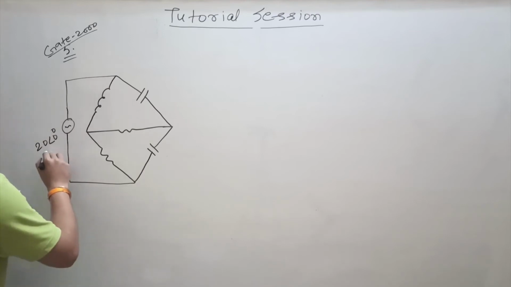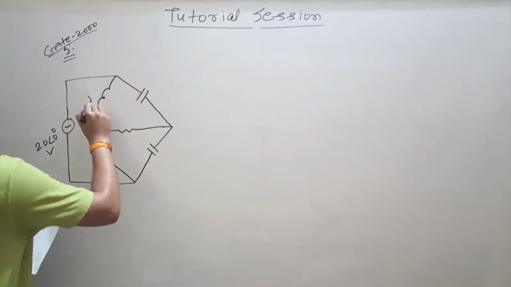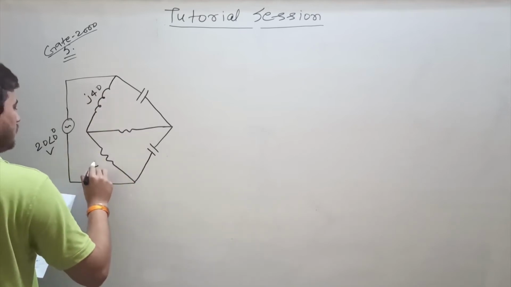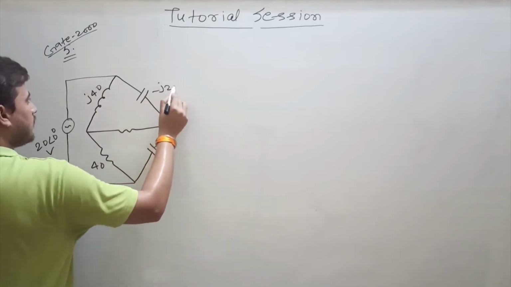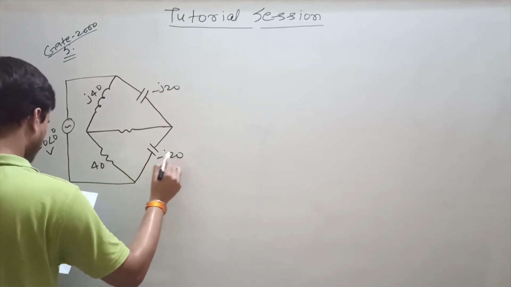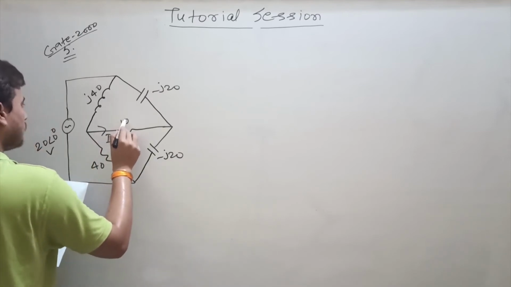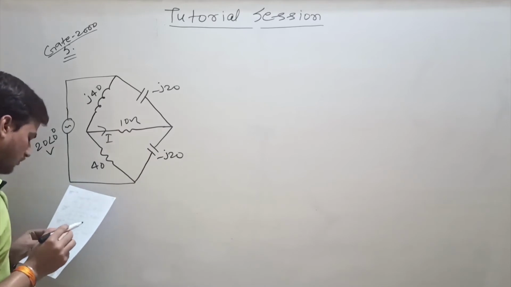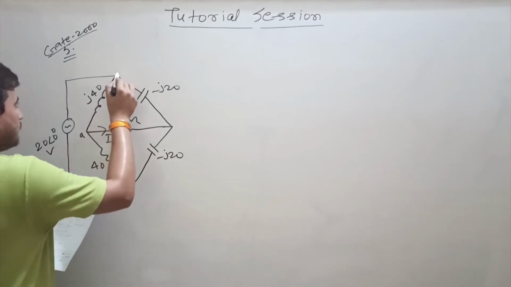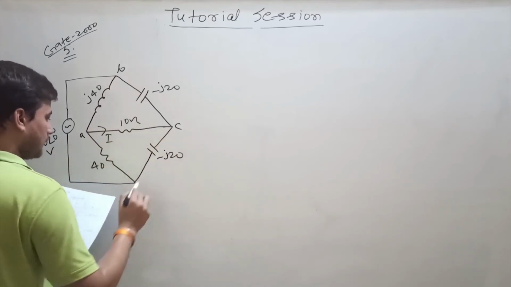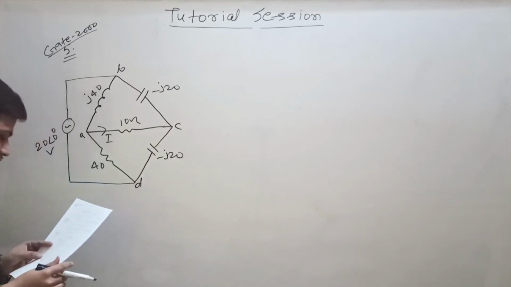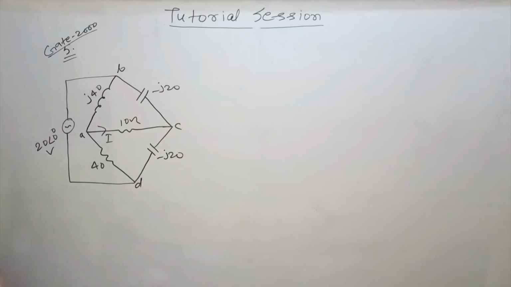Here it is 20 at the angle 0 degree volt, j40, 40, minus j20, minus j20. This is current I. This is a 10 ohm resistor. This is a 10 ohm resistor. A, B, C, D. This network is given to you. You have to find current I.